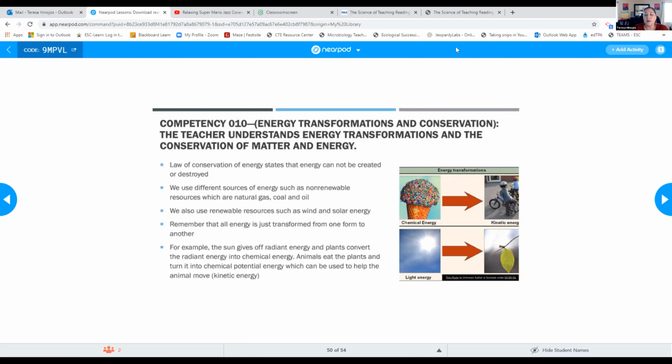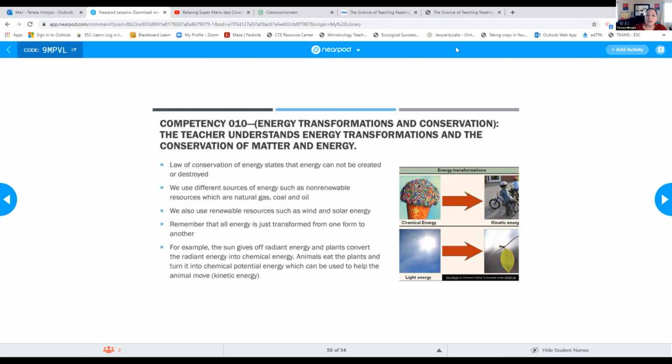But then there are also renewable resources. There's wind energy, there's solar energy. And again, they're all producing energy. That energy is all going to be transferred, but one is going to run out at some point and the other one is going to always be there. So again, just remember that it's always going to be transformed from one form to another. The energy never just runs out. It's just going to turn into something else.